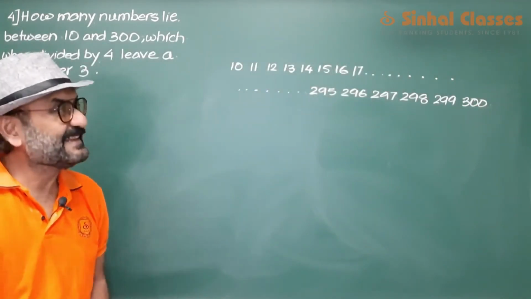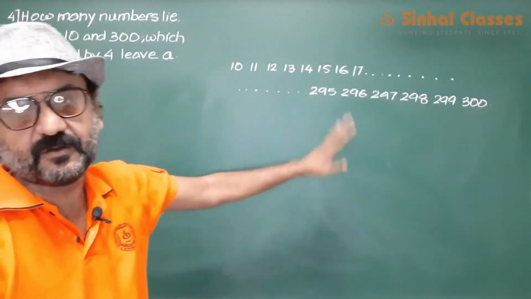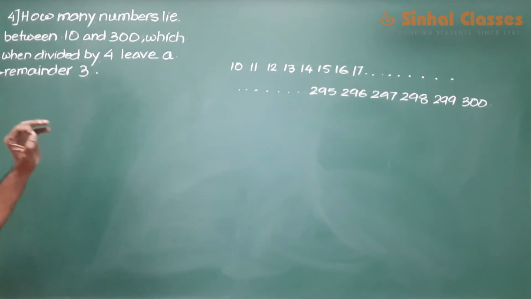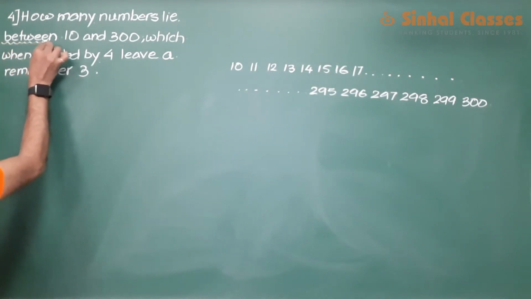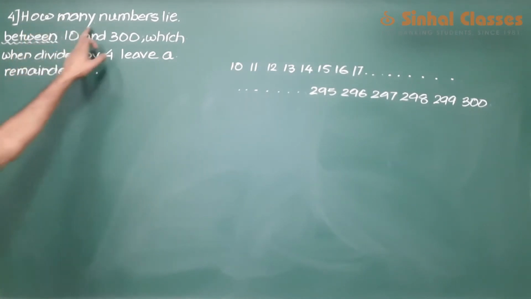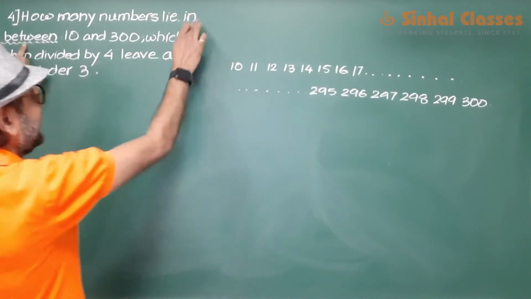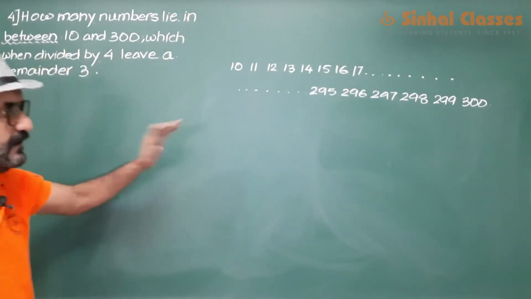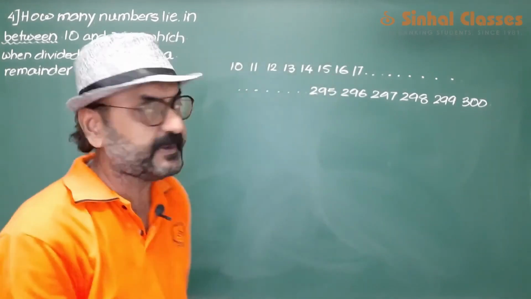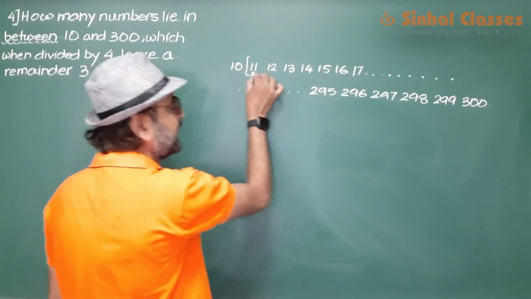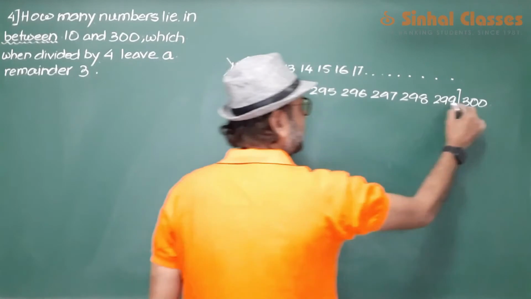Now my dear students, in these kind of sums, I'll explain this sum to you thoroughly. In these kind of sums, in the very beginning, you pay attention to this word. It is given that how many numbers lie in between 10 and 300. Now when it is mentioned in between 10 and 300, that means you have to exclude 10 and you have to exclude 300. You don't have to consider this.